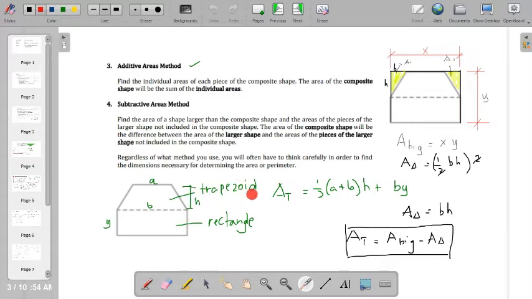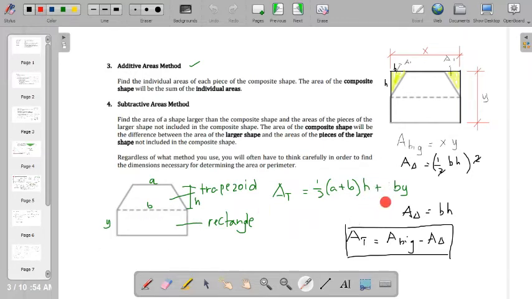You see a composite figure here, a trapezoid and a rectangle. So the technique is for you to get the area of the trapezoid plus the area of the rectangle. So that will be your total area for that figure.